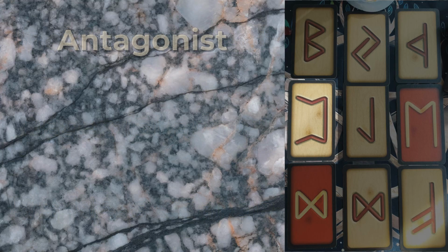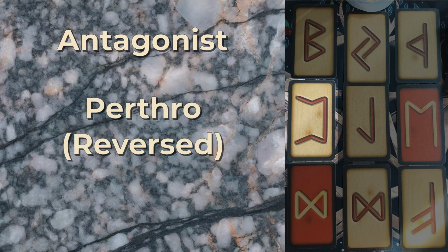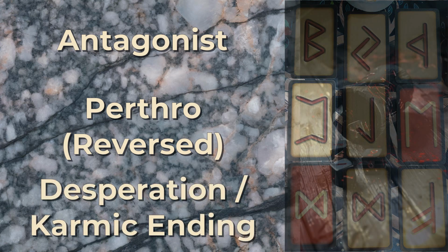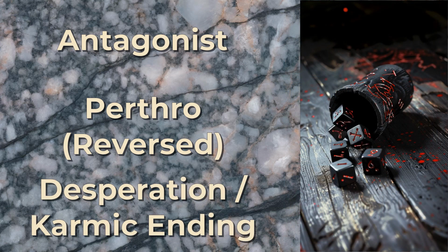In the east, in Jotunheim, we have Perthro reversed. Perthro literally means a dice cup or a lot cup used in gambling. And it stands for fate, fortune, randomness, chaos, or destiny. Reversed, it means bad luck or desperation or a karmic ending. It means that no matter how hard you try, how many times you double down, the cards are just not going to come up in your favor.